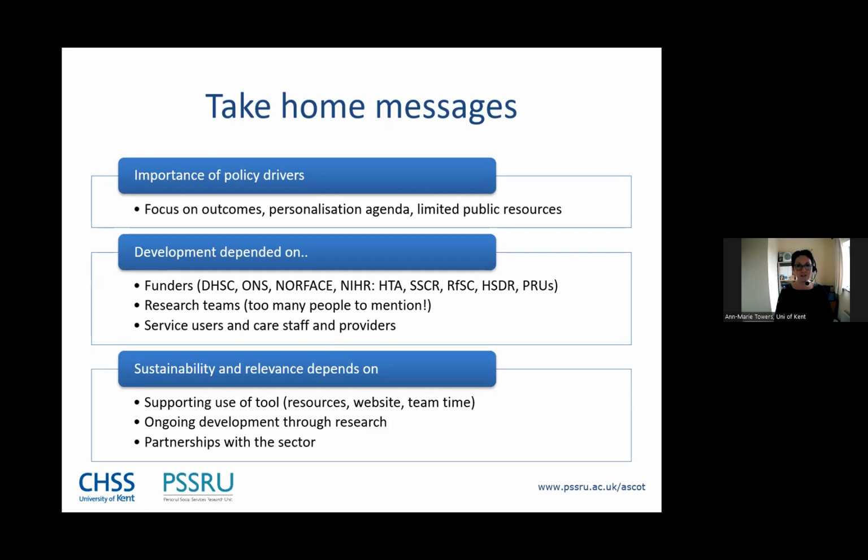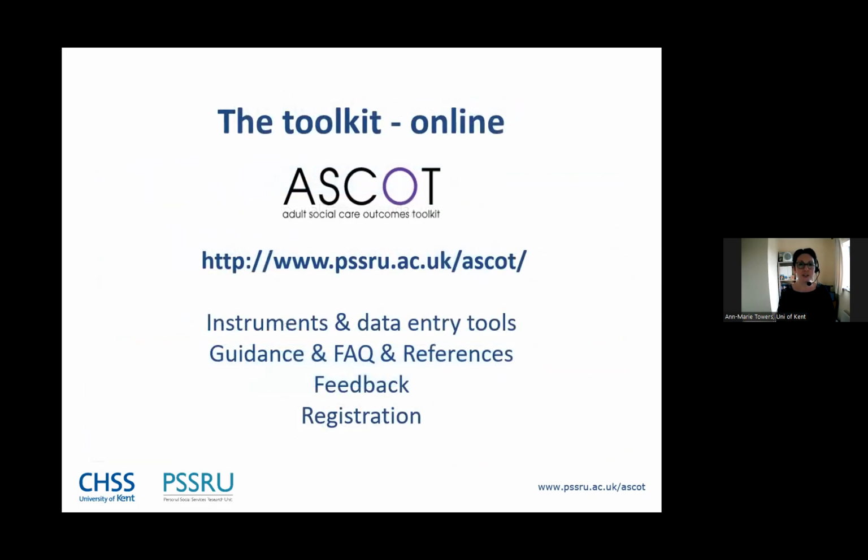So I think that's everything from us. If you could go on to the next slide, just to point you to the resources, do take a look at those. We will be updating them soon because we've got these new exciting measures coming online. So there will be a bit of flux while we update some of those materials. But you can always come back to us if you've got any questions.